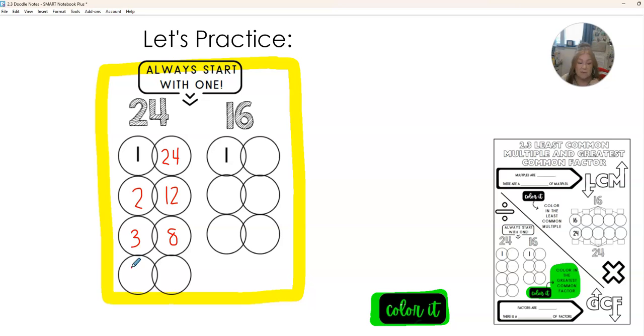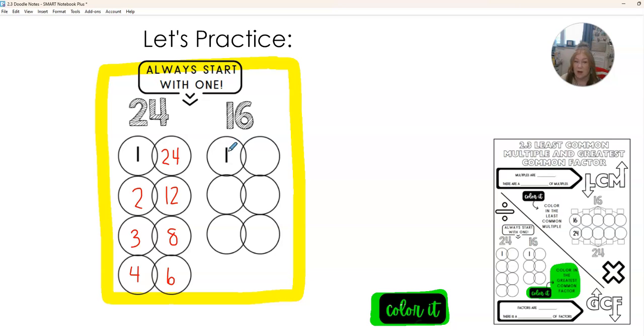Now we're on 4, right? We're just going in order. So 4, 8, 12, 16, 20, 24. So 6 times that goes in there. And then we'll check 5: 5, 10, 15, 20, 25, right? It doesn't end in 5 or 0, so 5 can't go in there. And then we already have 6, so we know we have all of them now.